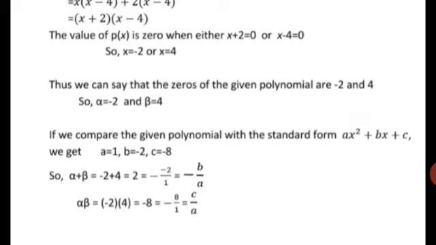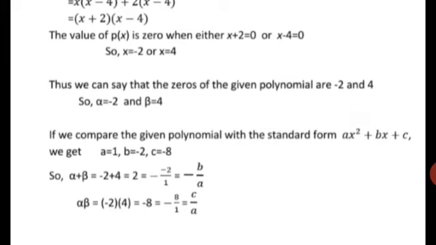The sum of the zeros, that is alpha plus beta. Here alpha is -2 and beta is 4. So, I have substituted it over there, and when I solve it, it is equal to 2. Similarly, if I find alpha beta, that is the product of the two zeros, it is -2 into 4, which is equal to -8.